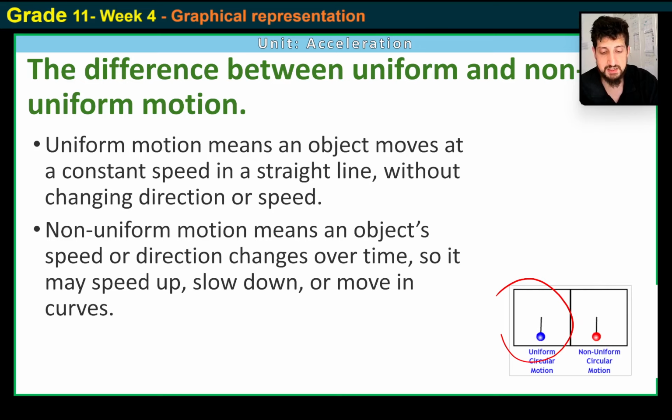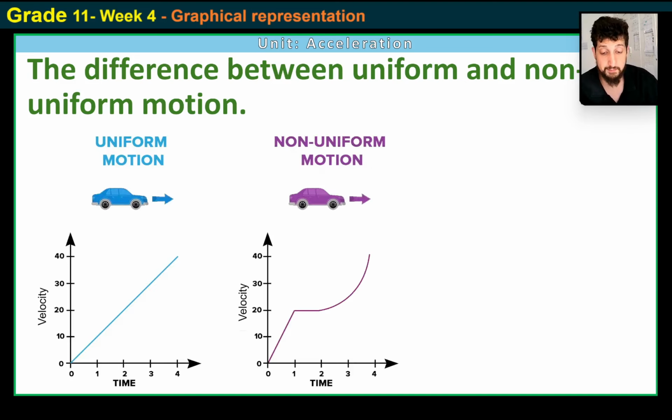As you can see, it's constant and it's moving in a uniform manner. Over here, the pendulum is slowing down, speeding up, slowing down, speeding up. That is what we call non-uniform motion. The difference between uniform and non-uniform motion, once again, I want to show you on a graph. So this is an example of uniform motion. As you can see, it is uniform acceleration.